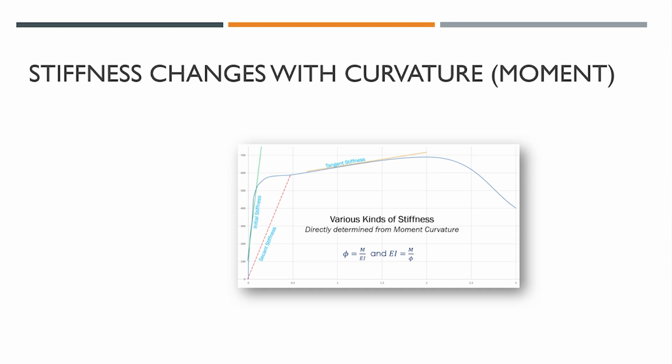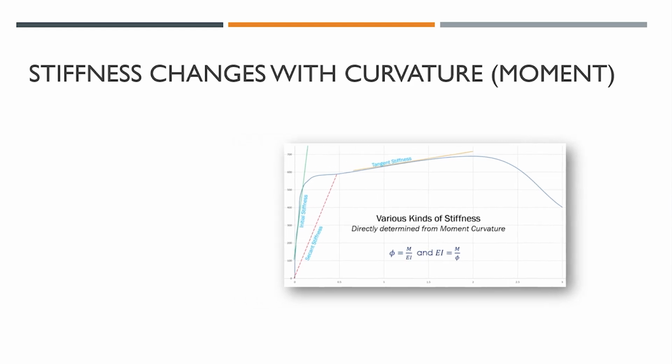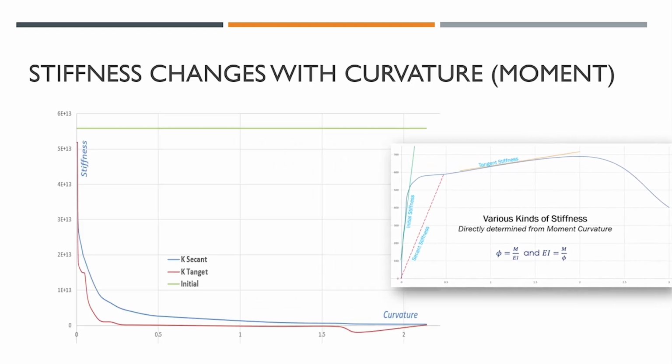So if you compare the stiffness change with curvature, because it changes with curvature, let's compare it. This is the plot that you might get. Of course, it will depend on many things, but roughly you might get this one. The green line over there is the initial stiffness, which is kind of constant. And then the secant and the tangent stiffness will vary with curvature like that.